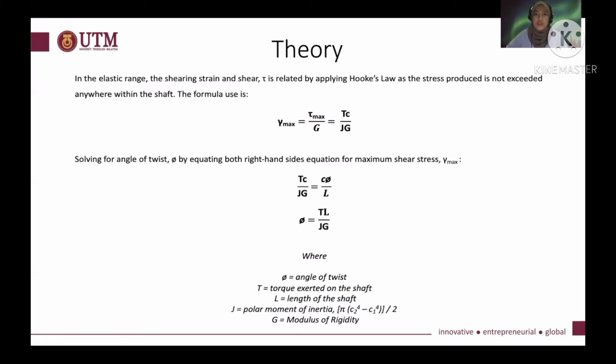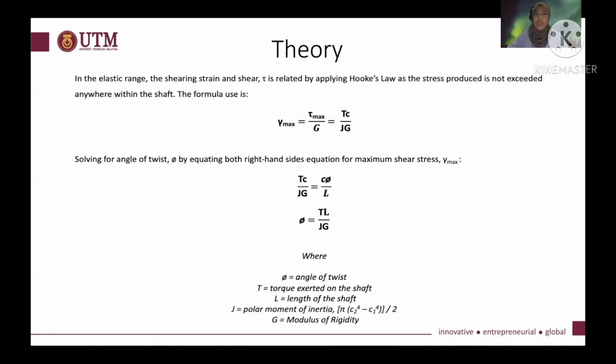Solving for the angle of twist theta, we get Tc divided by JG is equal to C theta divided by L. Therefore, we move C to the other side of the equation and it will cancel out. So what is left is theta is equal to TL divided by JG, where theta is the angle of twist, T is the torque exerted on the shaft, L is the length of the shaft, and J is the polar moment of inertia.